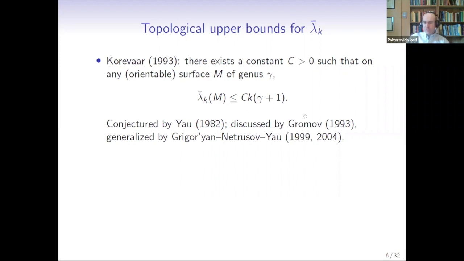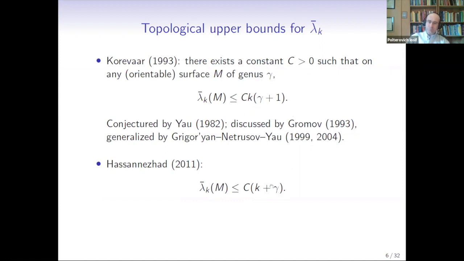And in fact, there is an interesting discussion of this bound by Gromov in his paper on metric invariants of Kähler manifolds from '93. And it was further generalized by Grigoryan, Netrusov, and Yau in a series of papers from '99 and 2004. So this is a really fundamental result that has been used in many situations. And in 2011, Asma Hassannezhad found a very nice improvement of this bound. She decoupled the index of the eigenvalue and the genus of the surface.